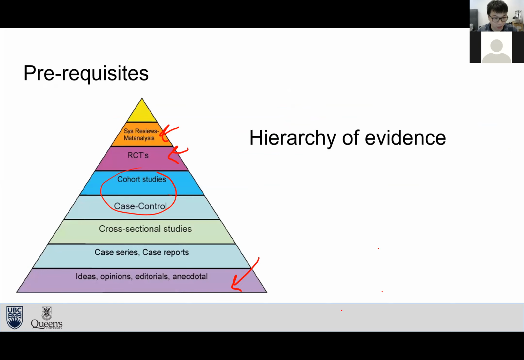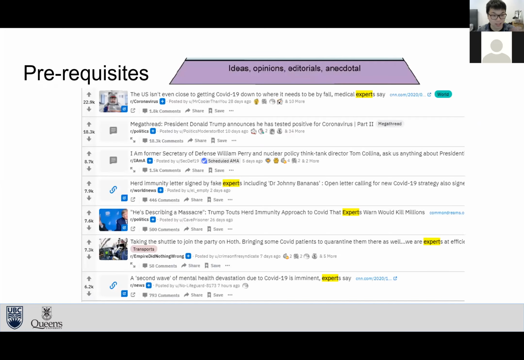So AI is definitely not on the bottom. An AI experiment is definitely not on the bottom. On the bottom are opinions and editorials. Unfortunately, they somehow catch the attention of media the most, not the meta-analyses.